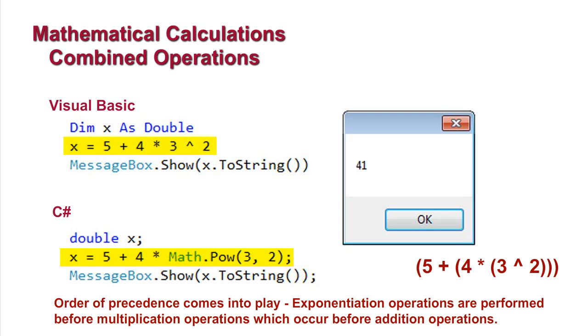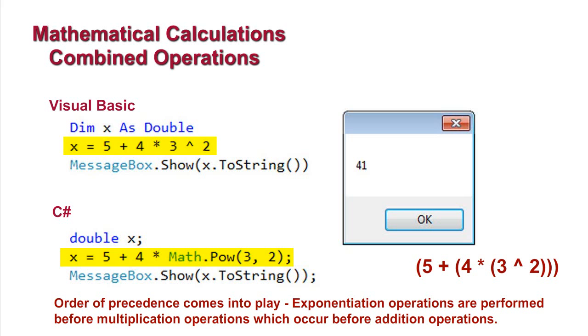And the correct answer is 41. You might have thought 5 plus 4 is 9 times 3 raised to the power of 2, which is 9, so 9 times 9 is 81. Or you might have thought, well, we'll take 5 plus 4 is 9 times 3 is 27. If I square that, the answer is 729. But the correct answer is 41, and here's why.